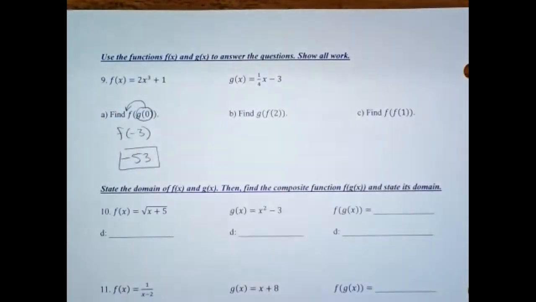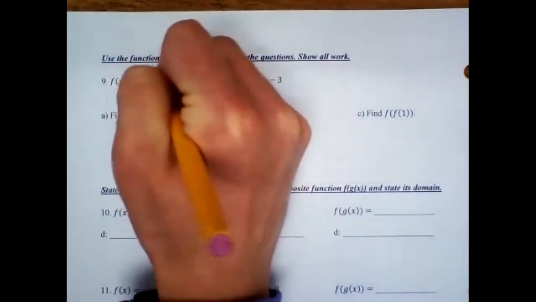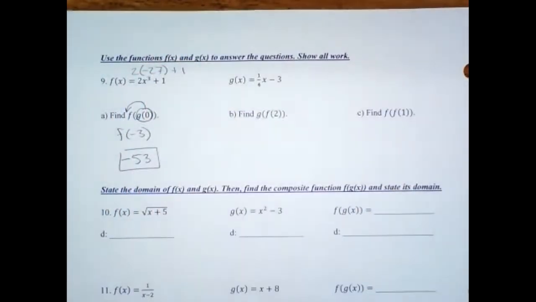Now, I kind of just talked you through that, but if you struggle with any part of that, write it down. It's 2 times -27 plus 1. You can work it out off to the side if you need to. Don't be embarrassed about writing a side problem. Those are your thoughts. That's like your brain working.